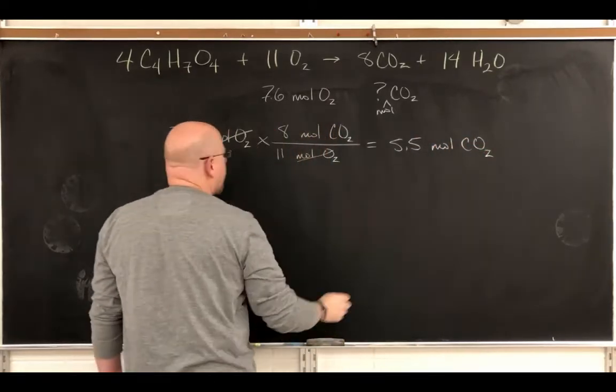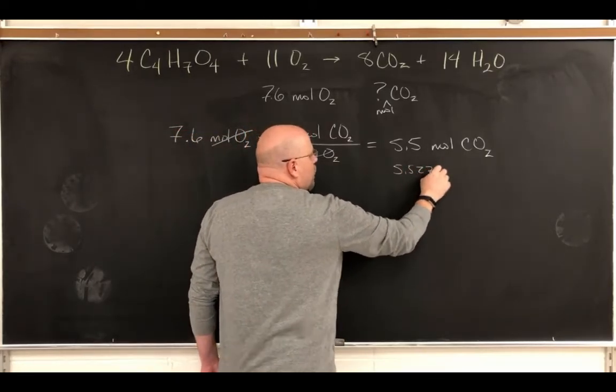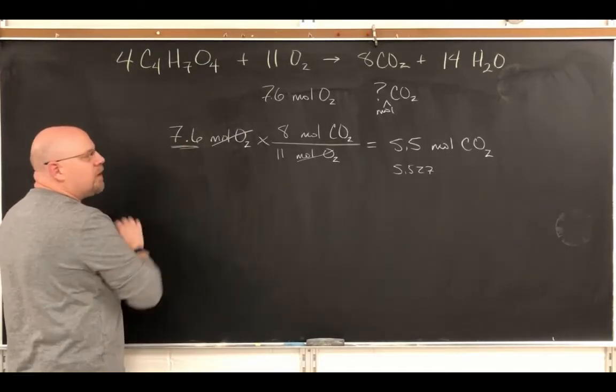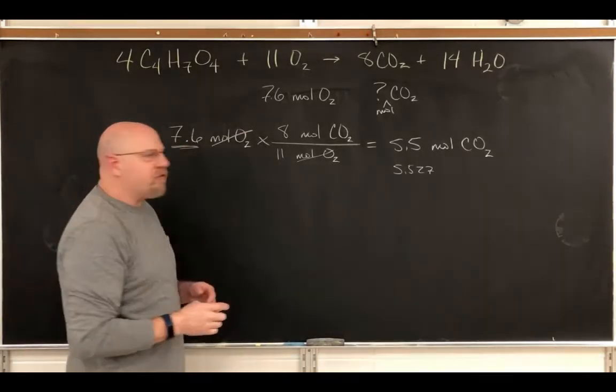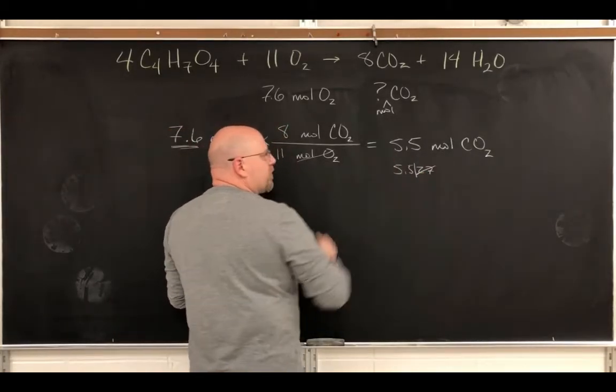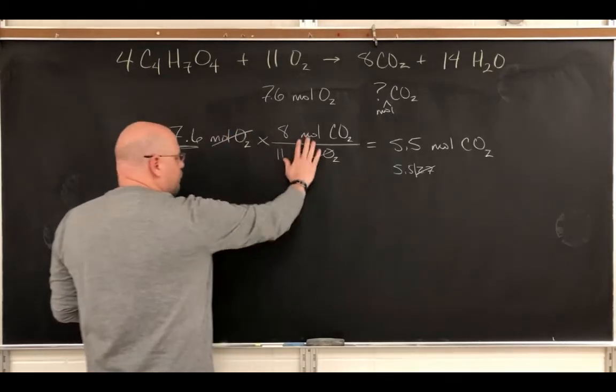I believe your calculator comes up with 5.527. We only need 2 significant digits because we're going to use these 2 to determine the number of significant digits on our answer. We're going to drop that part and we are left with our 5.5. I'm going to leave this problem up.